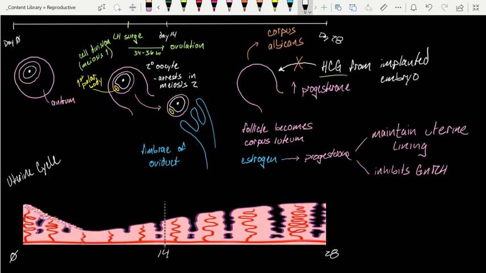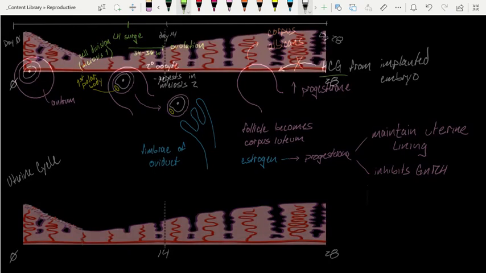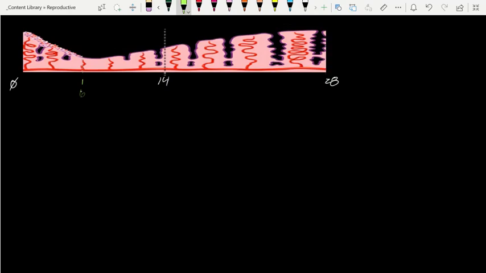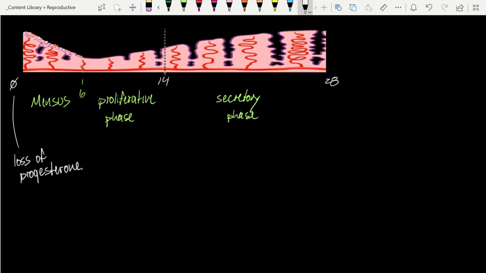And we can break this cycle down into 3 different phases. From day 0, roughly to about day 6, we've got menses. From 6 to about 14, what we call the proliferative phase. And 14 to 28, the secretory phase. Now, going back to day 0, how does this process begin? Well, remember, it began with the loss of progesterone, as progesterone maintains the uterine lining. In the absence of progesterone, the thickened endometrial lining dies and sloughs off.